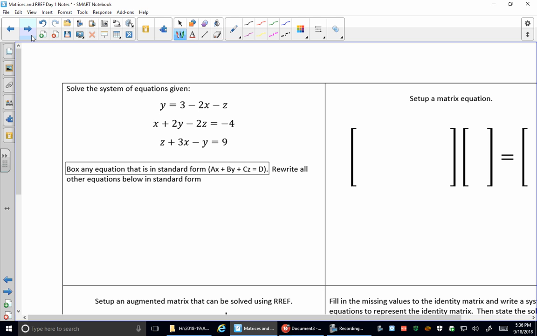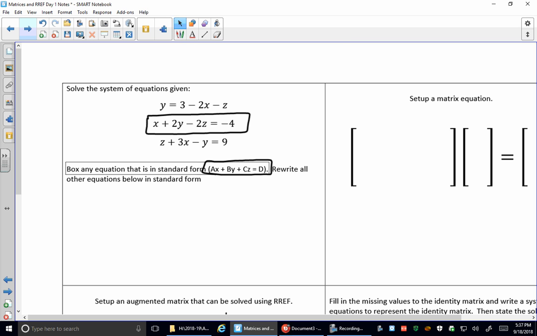Okay, so it says box any equation that is in standard form. AX plus BY plus CZ equals D. That's kind of a little confusing, but what it's saying is that it wants all my variables on the left-hand side of the equals and the constant on the other side. Take a look at this equation. Okay, so for the matrix equation, we're gonna get rid of that part. I will make you set that part up, only because I want you guys to focus on the matrix. At the end of the video, I'll come and I'll fill that in if you want to see it.